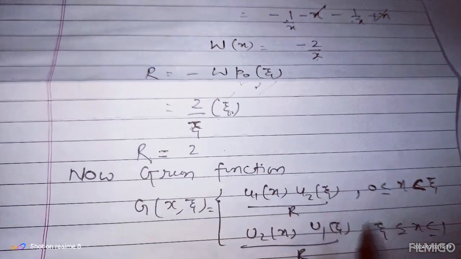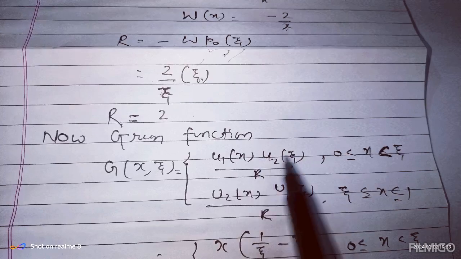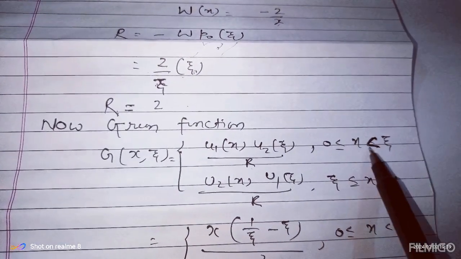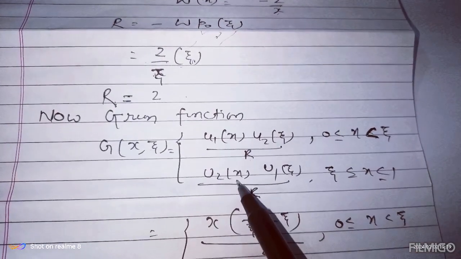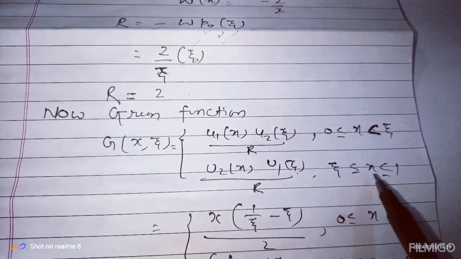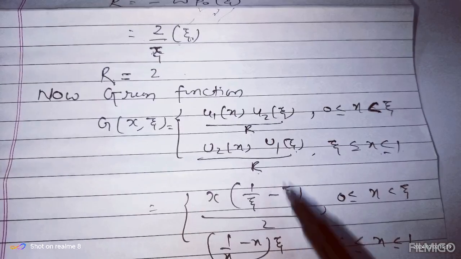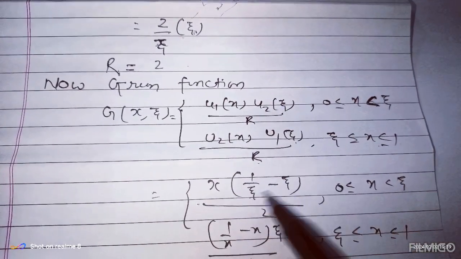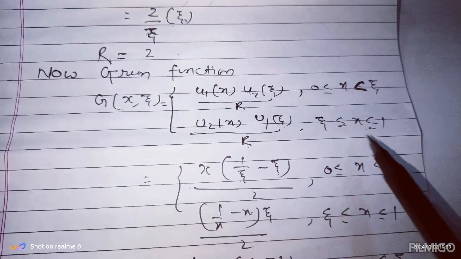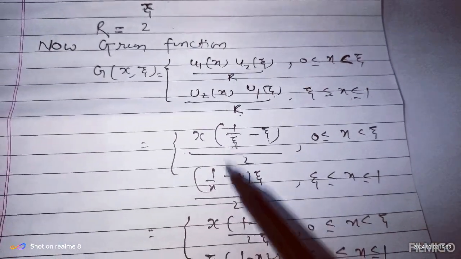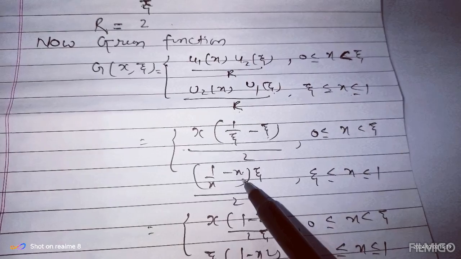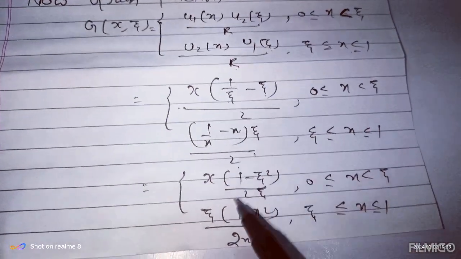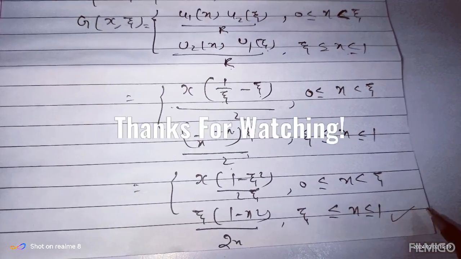Now the Green function g(x, ξ) = u1(x)u2(ξ)/c for 0 ≤ x ≤ ξ, and u2(x)u1(ξ)/c for ξ ≤ x ≤ 1. Putting the values of u1(x) = x, u2(ξ) = 1/ξ − ξ, c = 2, and u2(x) = 1/x − x, u1(ξ) = ξ. On simplifying, this is the Green function.